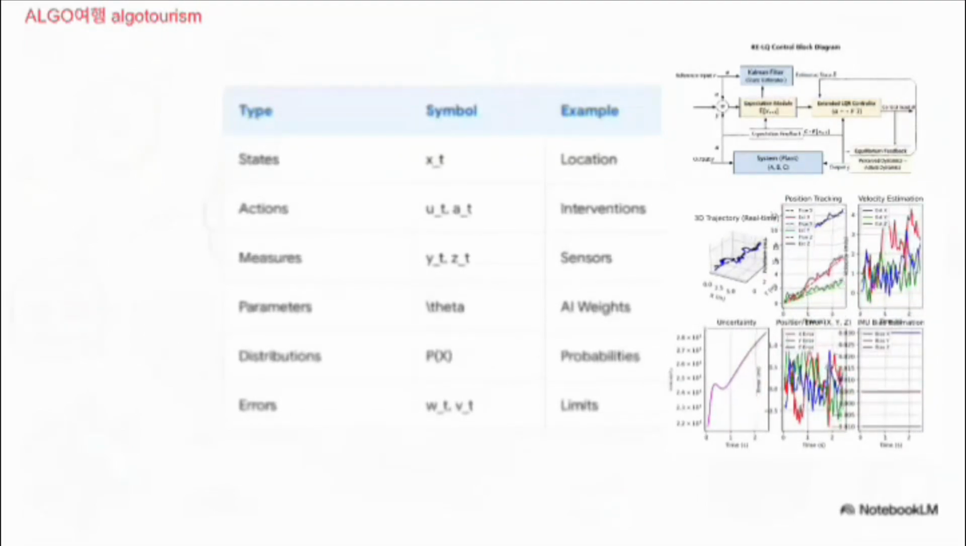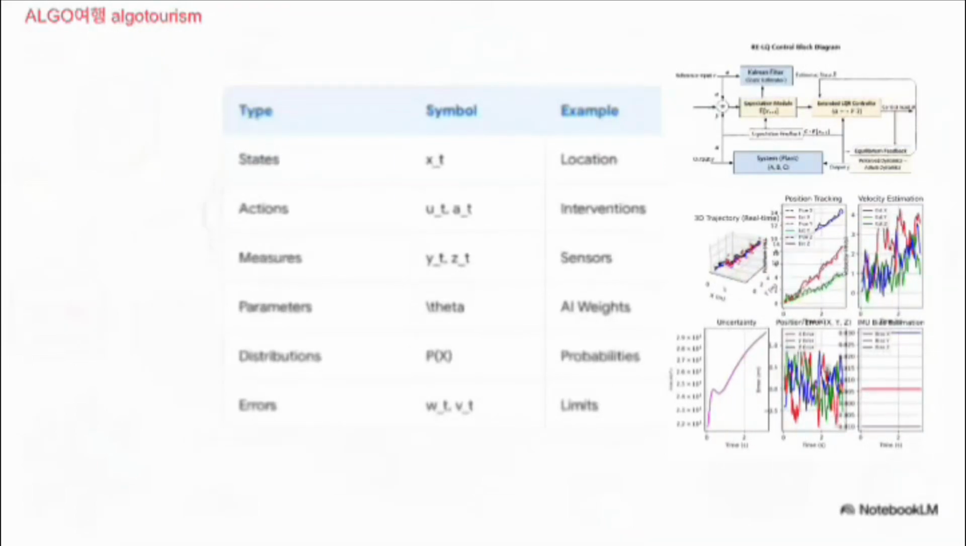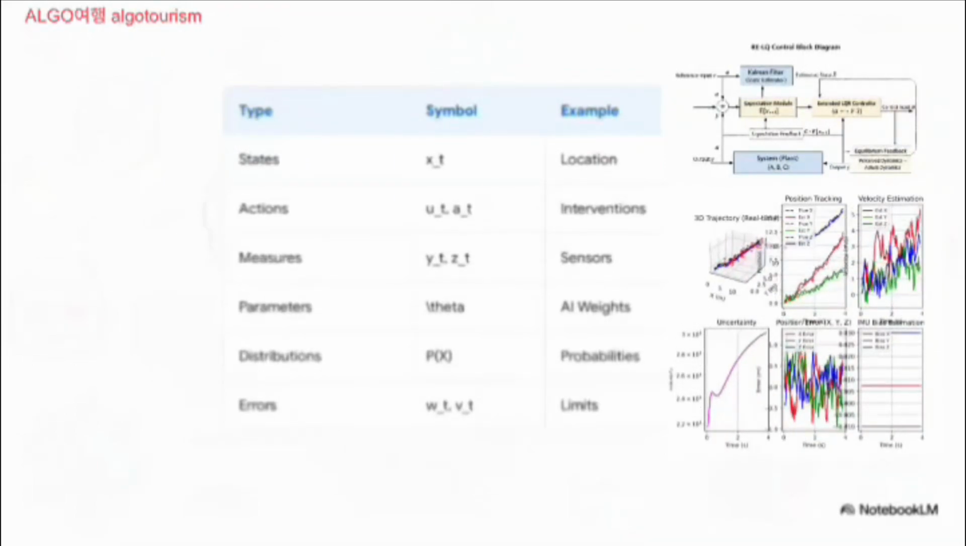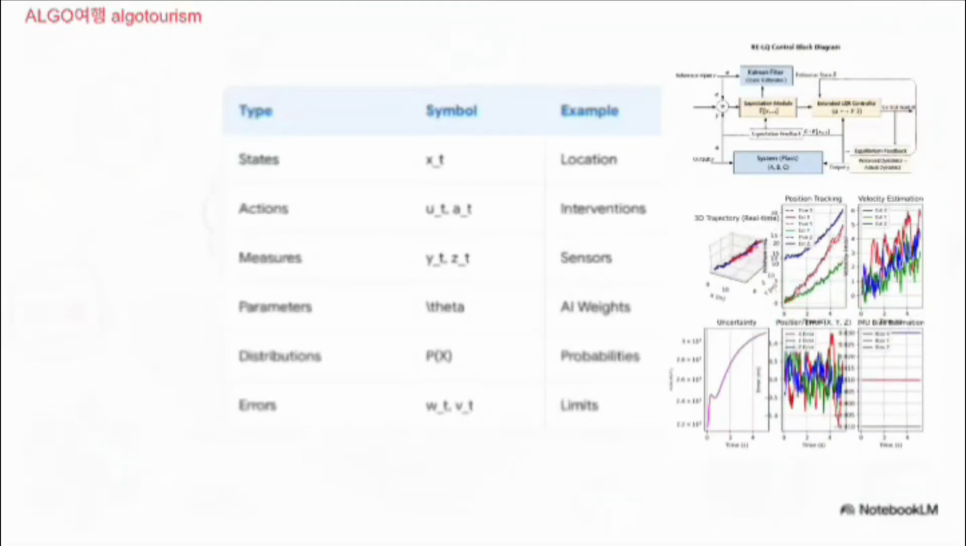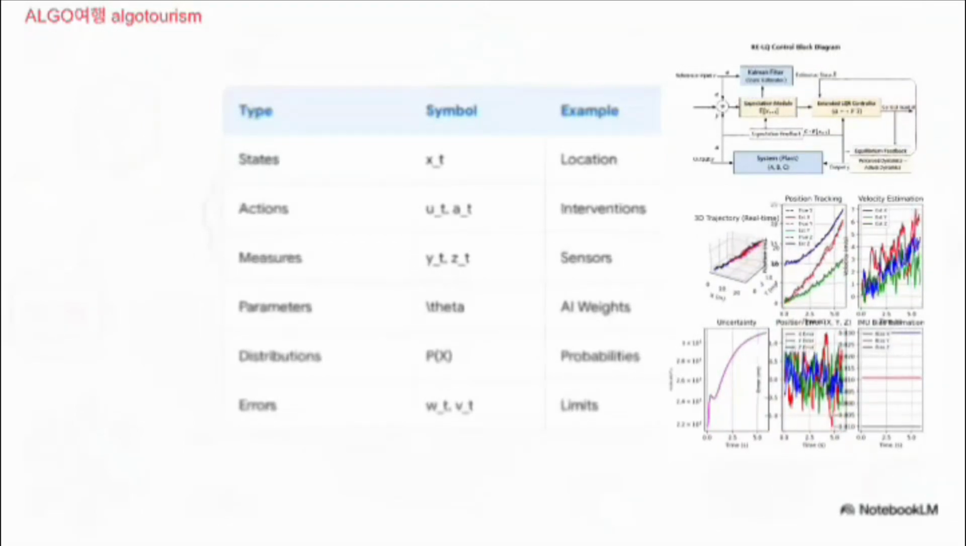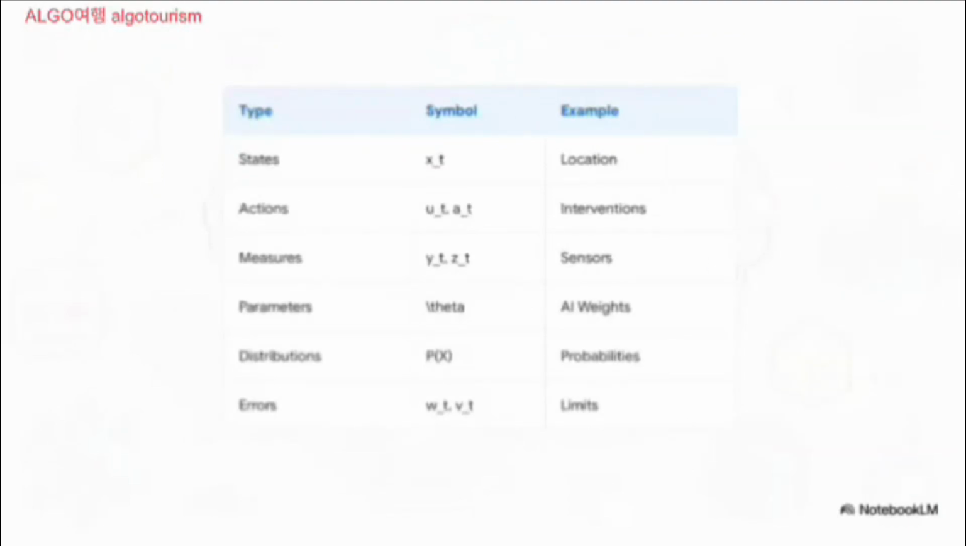The system itself is governed by parameters. Think of these as the physical mass of an object, or the specific weights inside an AI neural network. And because literally nothing in this world is certain, everything exists within distributions, representing probability. Finally, we have errors or noises, the inevitable random fluctuations and sensor limits that just muddy our view of reality.